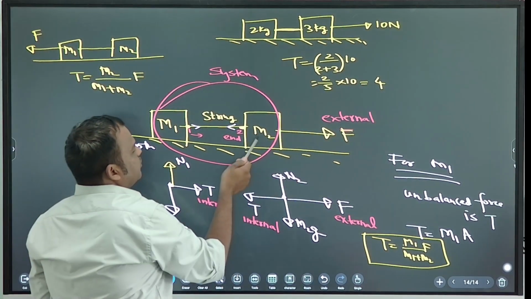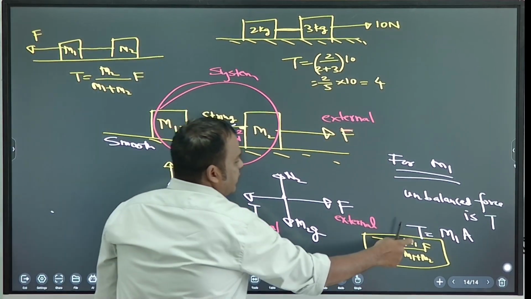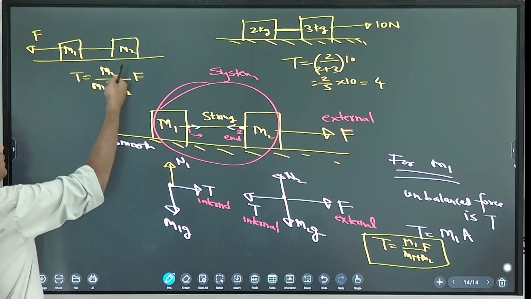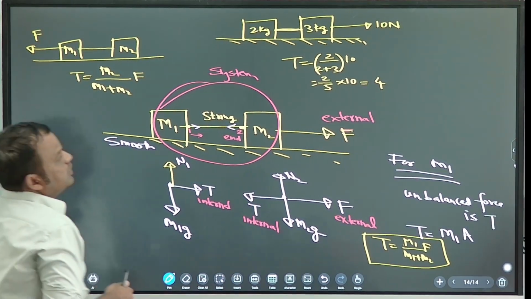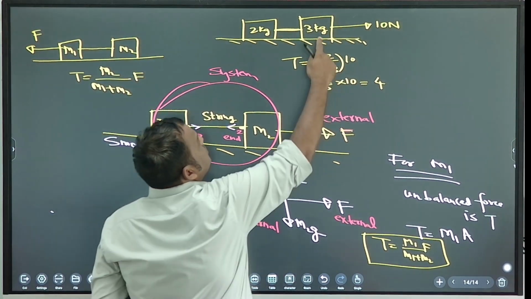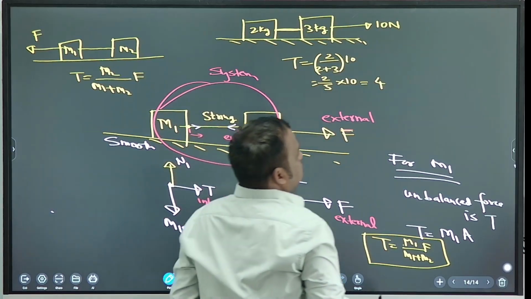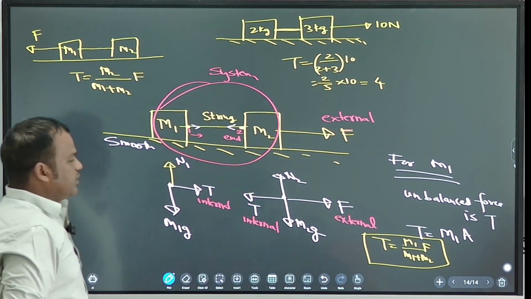If force is acting on M2, M1 is numerator. Force is acting on M1, M2 is numerator. Okay. So force is on 3 kg, so 2 kg on numerator. Okay, done.